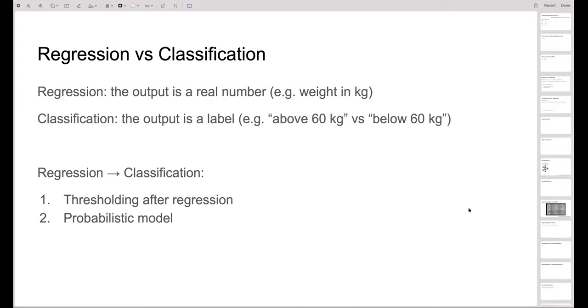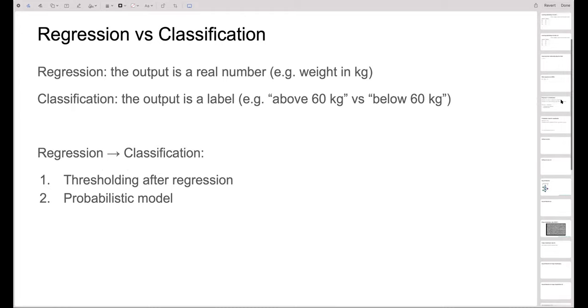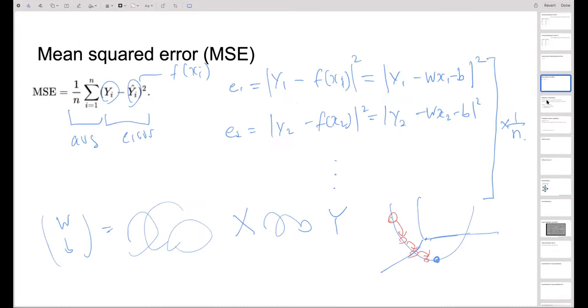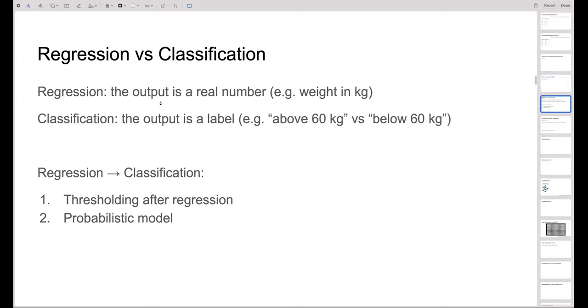Let's go now into this regression thing. So I told you that this output is a real number. In this case, that's not too complicated. We saw that you basically can just compute the difference between the predicted output and your actual label in training data. So that's nice. But then when the output is a label, I mean, basically a categorical label instead.